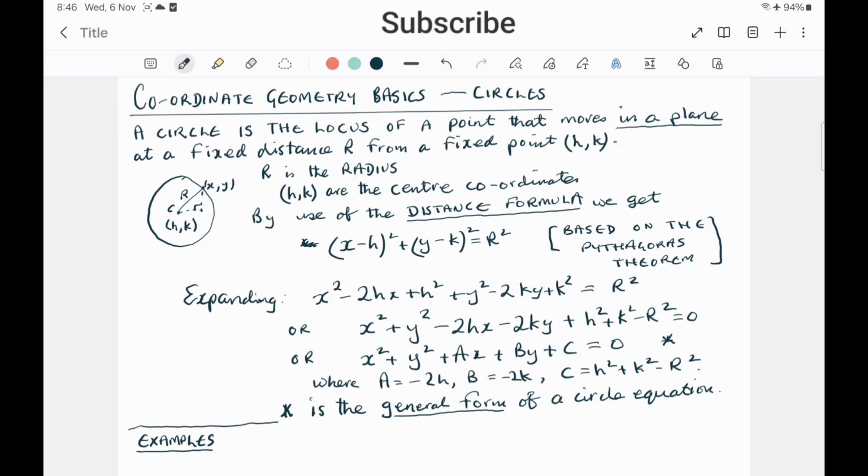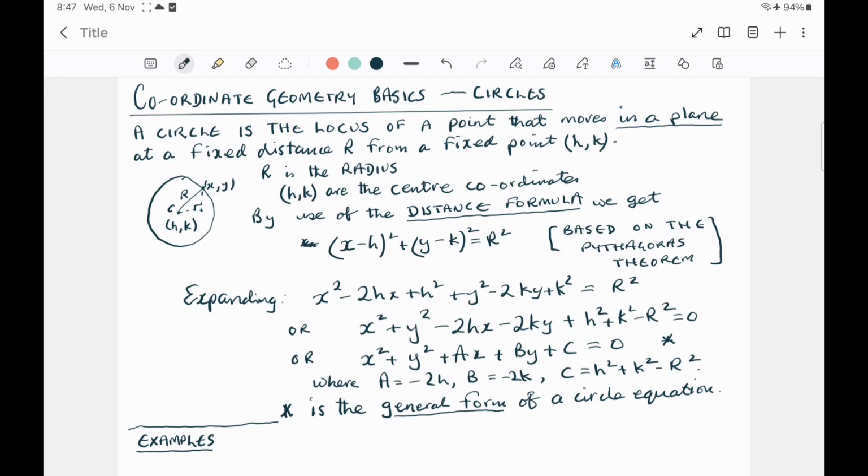Okay, having done some work on straight lines, we'll now move on to circles. We define a circle as the locus of a point that moves in a plane at a fixed distance r from a fixed point whose coordinates are, shall we say, h and k. R is called the radius and h and k are the center coordinates. So by use of the distance formula, we get (x minus h) squared plus (y minus k) squared equals r squared. And that's based on the Pythagoras theorem.